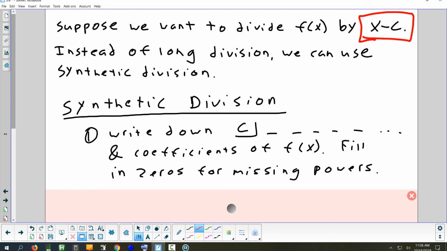So step one is to take the number that's in that box, take the number after the minus sign, and put it on the outside of a bracket. Then next to that, you're going to fill in all your coefficients from the numerator. Just like long division, fill in zeros if you're missing any powers. So we're gonna do this first.